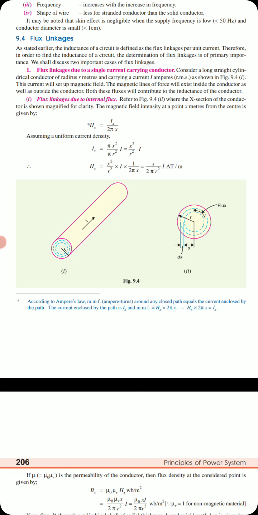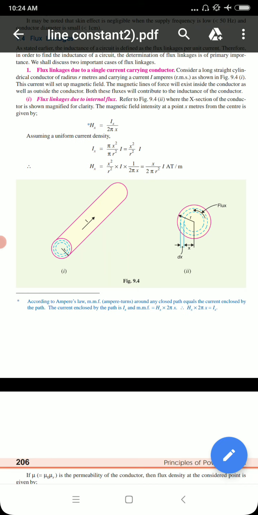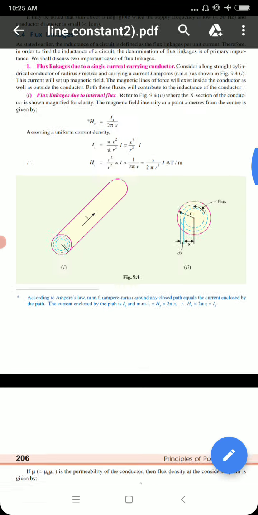Assuming uniform current density, we can say Ix is equal to pi x square by pi r square into I, because from the center to the periphery of the conductor the current density is everywhere the same. That is x square by r square into I. If x is the same as r, that is, the distance from the center is taken as the radius, then r cancels and current Ix is the same as I. So Hx is given by x square by r square into I into 1 by 2 pi x, which is nothing but x by 2 pi r square into I ampere turns per meter.